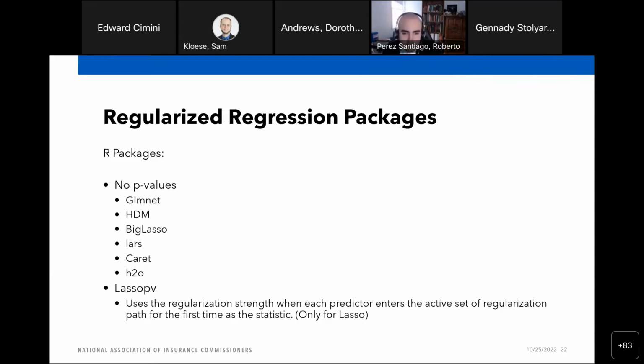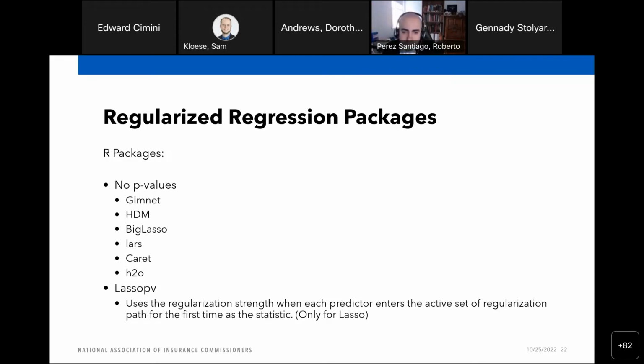However, there's one package in R that does produce p-values, and that is Lasso PV. And the way that this package produces p-values is by looking at the regularization strength when each predictor enters the regularization path. And the regularization path is what we showed before of the lambda on the x-axis graph, where we see, for example, for lasso, where if lambda gets big enough, some coefficients for some variables go to zero, and they get removed from the regression equation.